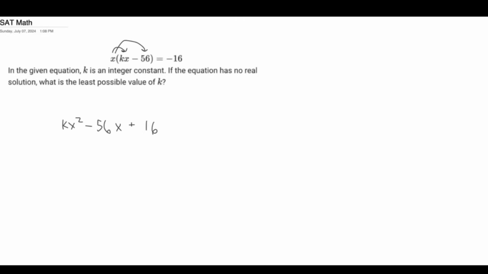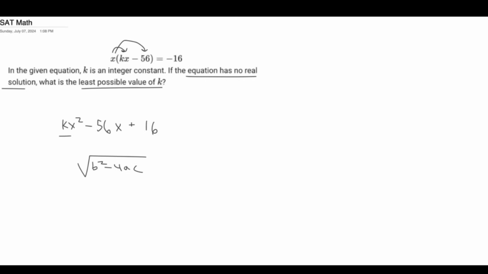So what we're trying to find is the least possible value of k, so the coefficient in front of our x squared term, and the equation has no real solution. So when it is a no real solution question, or maybe it's asking, oh, if it has one solution, then you're always going to be looking at the discriminant when dealing with that quadratic. So the discriminant is just b squared minus 4ac, right? So basically what happens with the discriminant is that when the discriminant is equivalent to a negative number, there's going to be no real solution.